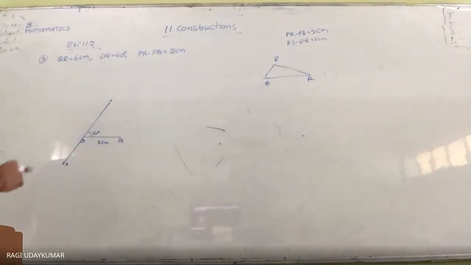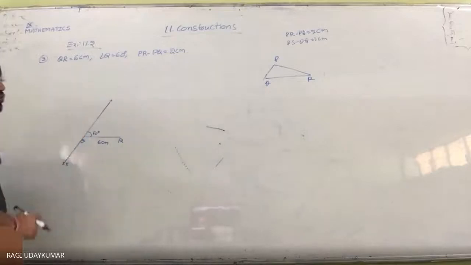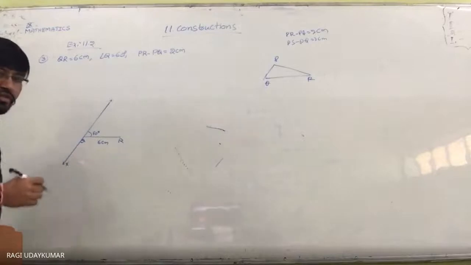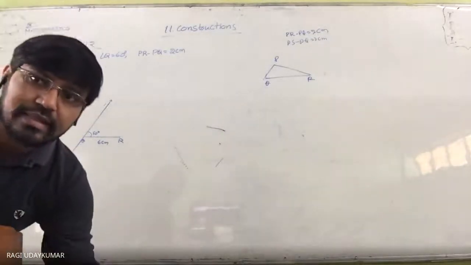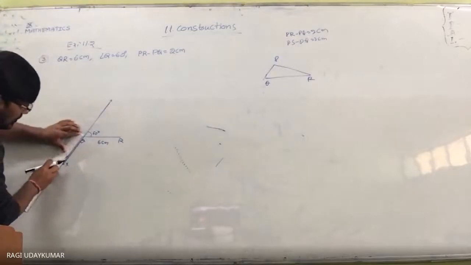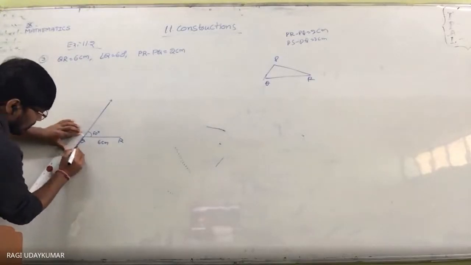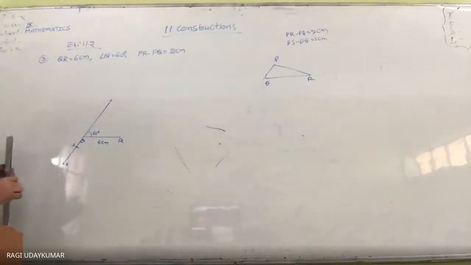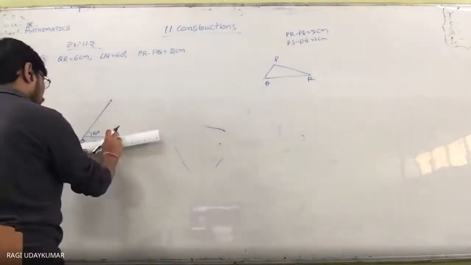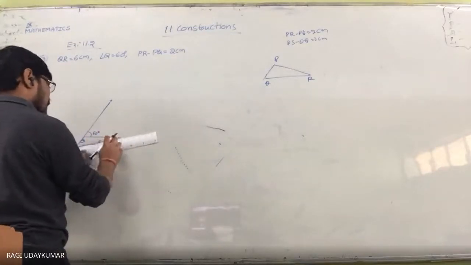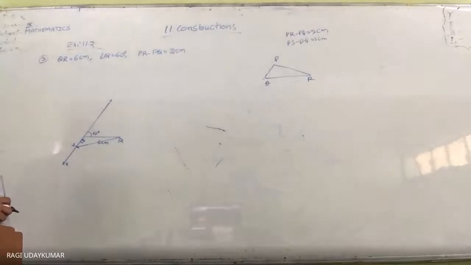Okay. Now QS is equal to 2 centimeters. Whatever is given, 2 centimeters, that should be taken downwards. Take the scale, from here to here 2 centimeters to be taken. Here, this is 2 centimeters. And here you have to mark the point S. Now join S and R.